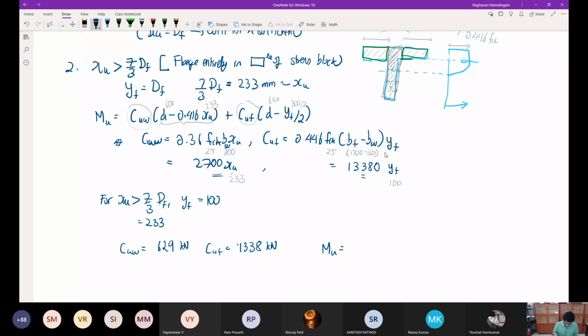Sorry, Parvala. So MU, how much will you get in that case when you substitute 629 into CUW? Not 629, 629 into 10 power 3, because this is in kilonewtons. And here you substitute 133,800 for CUF. With these things, you can find what MU is. You can express it in kilonewton meter.